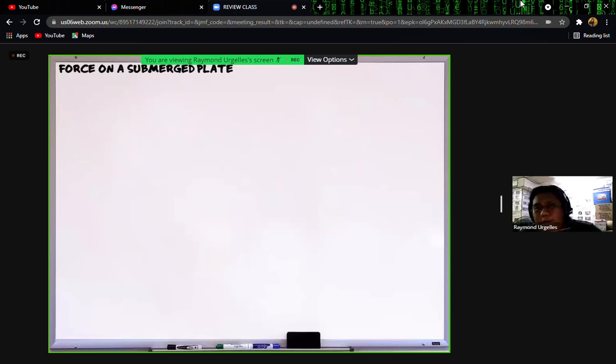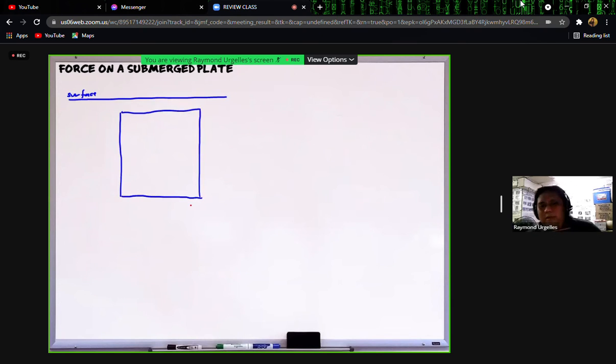So next, force on a submerged plate, or yung tinatawag natin na fluid force. Nakuha ba? So dito basic lang yung idea natin. Let's say ito yung surface natin. So this is the fluid surface. Tapos merong nakalubog dito na plate. So imagine nyo ito yung side view ng plate natin. So this is the side view of the plate.